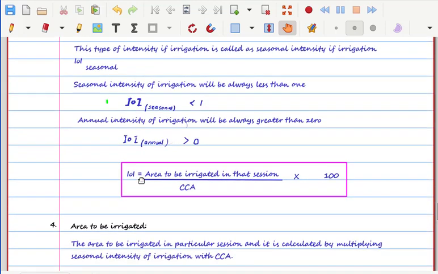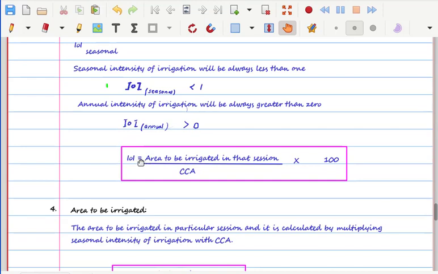So the formula we got for intensity of irrigation is that intensity of irrigation will be equal to area to be irrigated in that season divided by the total cultivable command area multiplied by 100.